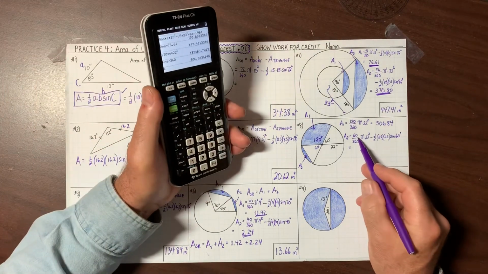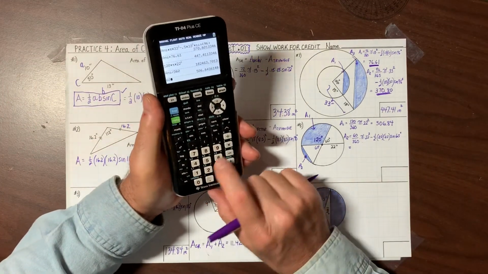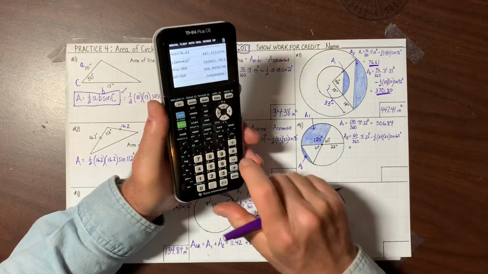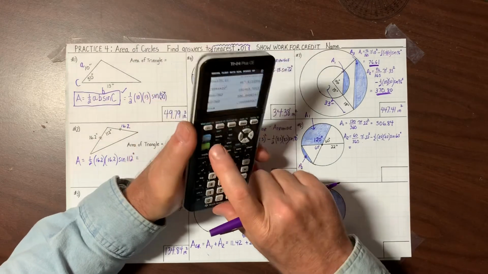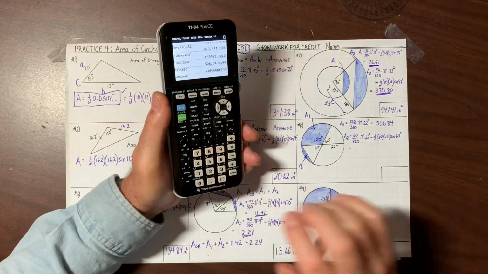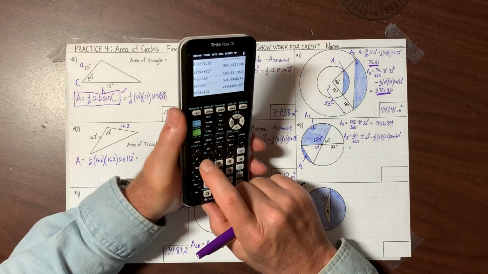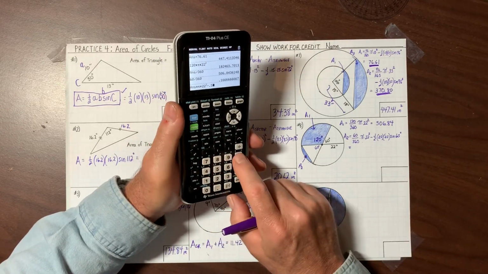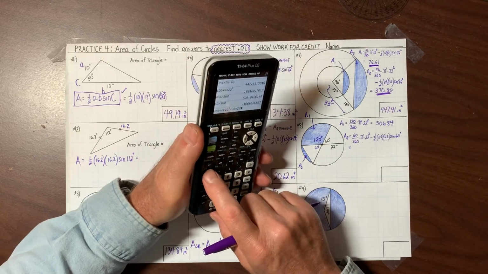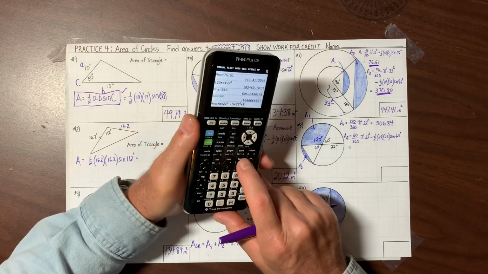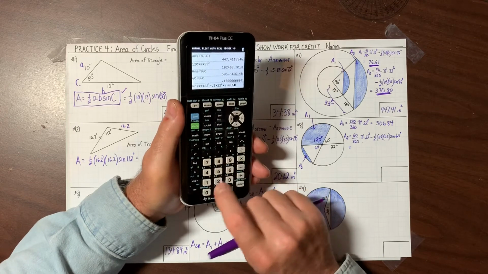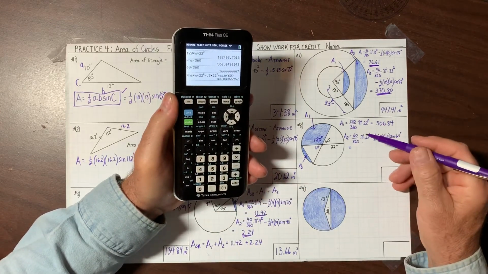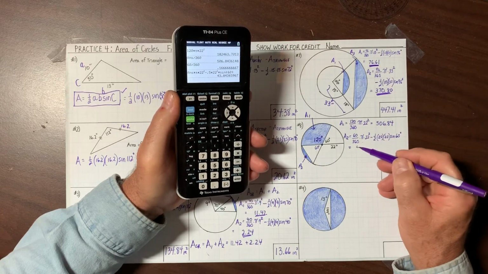So I'm going to do 60 divided by 360 in my calculator and hit enter, then times pi, then times 22 squared minus 0.5 times 22 squared times the sine of 60 degrees. And I'm coming up with 43.84.